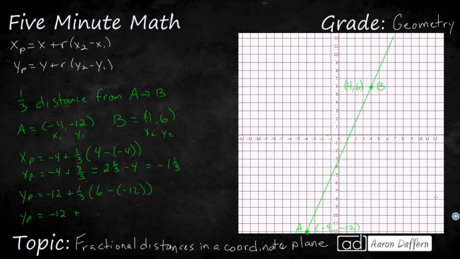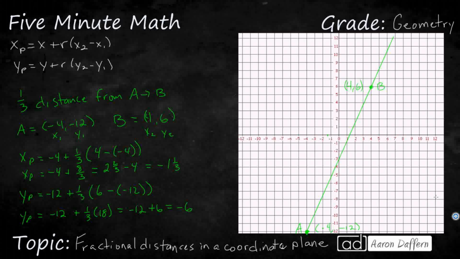Now this one we can easily simplify. It's going to be 1/3 times that 18. So that's going to equal -12 plus 1/3 of 18, which is really 18 divided by 3. So that's 6. And so that does end up being -6.